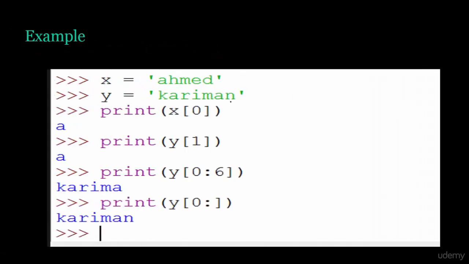Let's see an example. Here I said x equals Ahmed and y equals Kariman. If I say print x[0], this will get us A, the letter with index 0. This is index 1, index 2, index 3, and this is index 4. If I type print y[1], this is index 0 and this is index 1, this will get us A. If I say print y[0:6], this will get us from index 0 to index 6, which is Karima. And if I say print y[0:], from index 0 to the end of the string, this will print the full name. Let's try this in our Python shell.